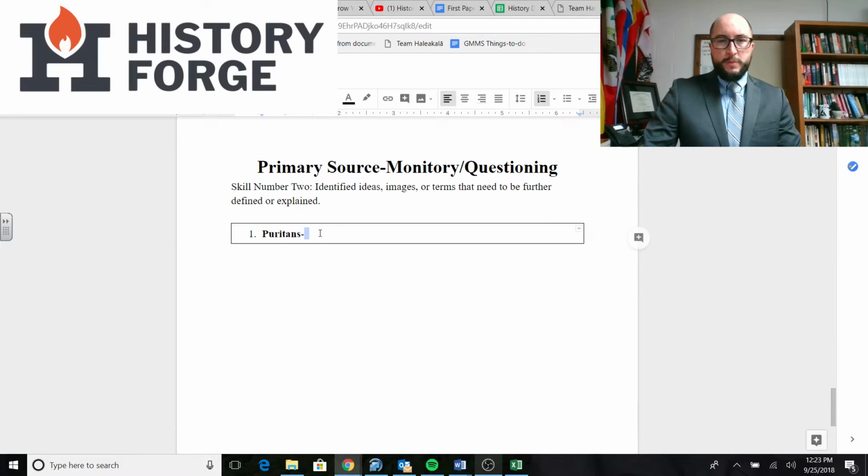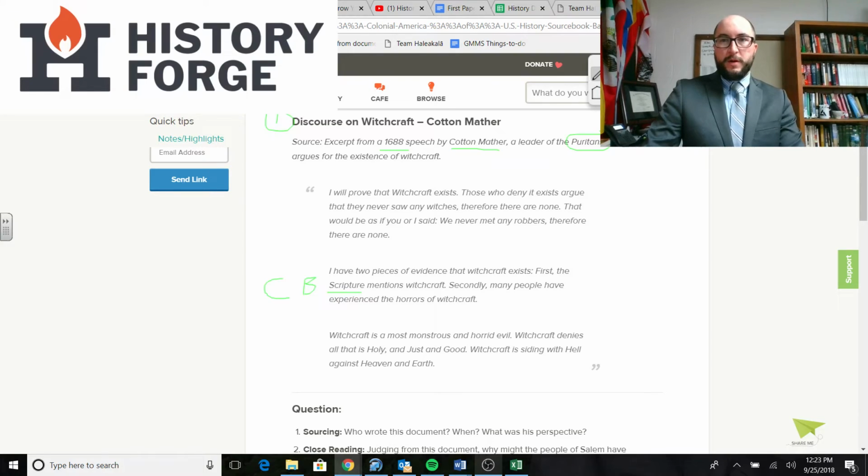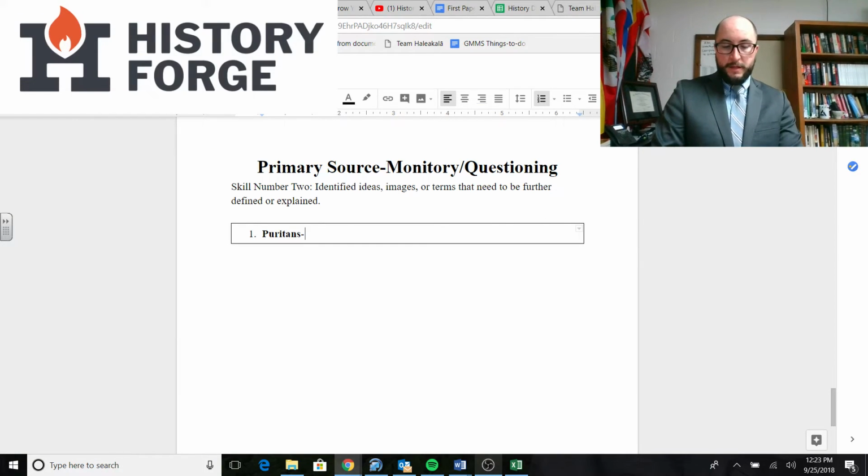So Puritans, we could write down clues. So the fact that we have Cotton Mather here being pretty hardcore religious, we could say something like, these people believe in strict religion. Fair enough. And again, you would Google this later.